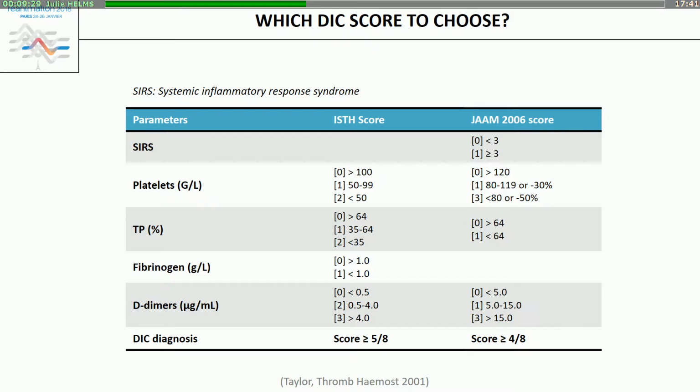And the HELMS score is probably the most appropriate for septic shock patients because it includes the kinetics of platelet decrease, it includes higher D-dimers value, and it does not take into account the fibrinogen, which is always elevated in septic shock patients. And to adapt to the last definition of sepsis and septic shock, the HELMS score has been redefined, replacing SIRS parameters with antithrombin.